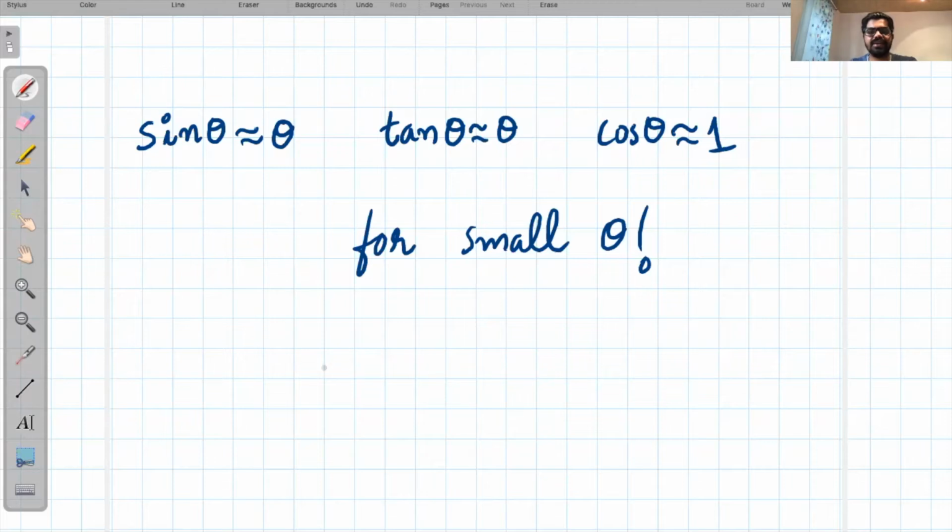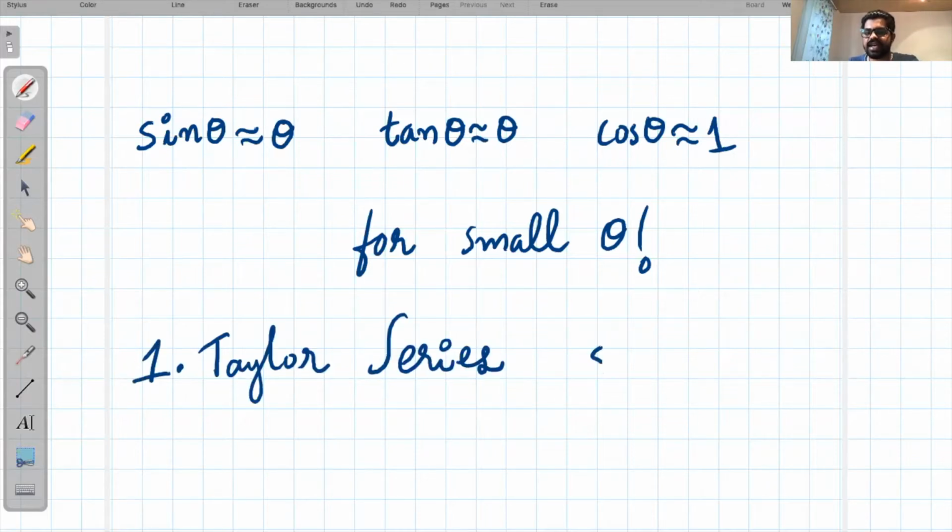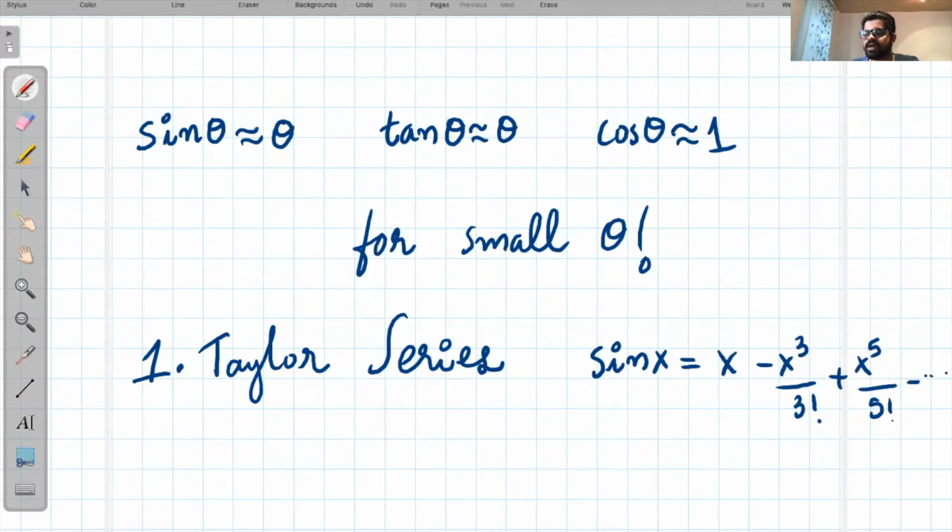For example, we have sine theta is equal to theta for small theta. How do we see that? Of course, there are multiple ways of doing so. First one being Taylor series. As you might know, sin x has a Taylor series expansion like x minus x cubed divided by 3 factorial plus x to the 5 divided by 5 factorial minus higher order terms.